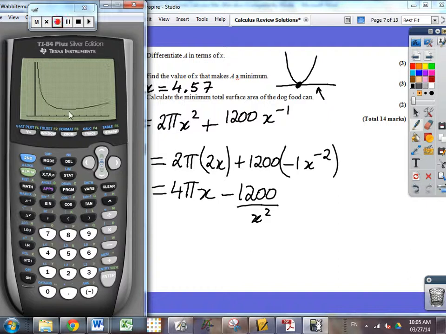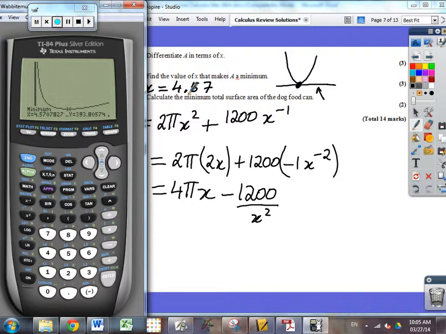And so I could graph my original function and find the minimum with second calc minimum, and then a left bound, a right bound, and a guess. And once again, it gives me an x value of 4.57. Now, I suppose this is a better way of doing it because it shows us immediately what the minimum total surface area is. That's the corresponding y-coordinate.